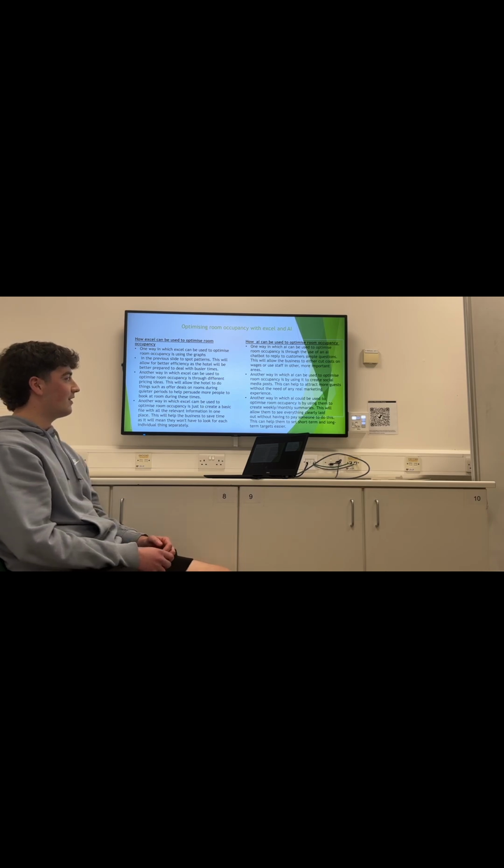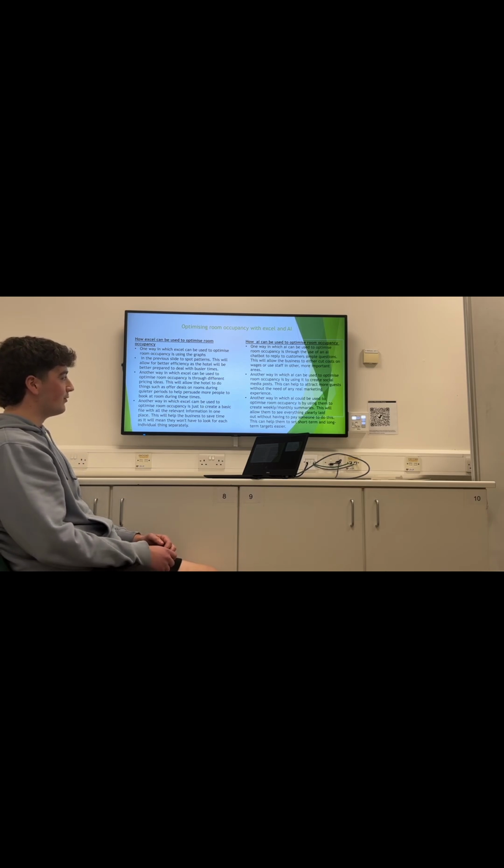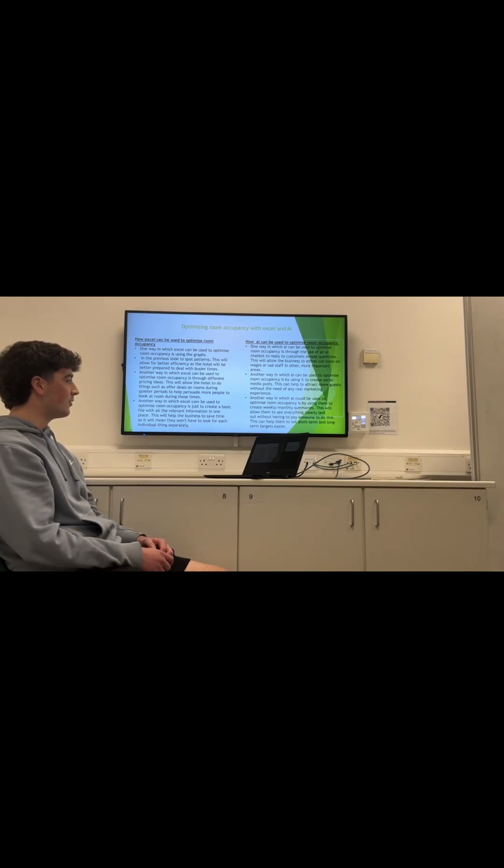Another way in which AI could be used to optimise room occupancy is by using it to create weekly and or monthly summaries. This will allow them to see everything clearly laid out without having to pay someone to do this. This can help them set short-term and long-term targets easier.